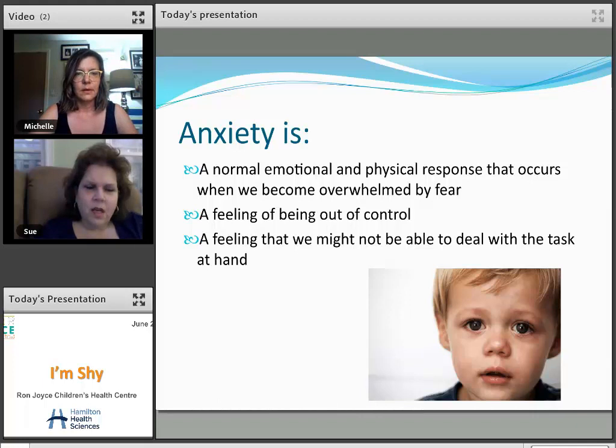So anxiety, if we have that playing its role in shyness, anxiety really is a normal emotion, and it's a physical response that occurs when we become really overwhelmed by fear. And we can't ever really get rid of anxiety. It's just that normal alarm bell system that goes on in our body that lets us know that there's something that we really should be concerned about.